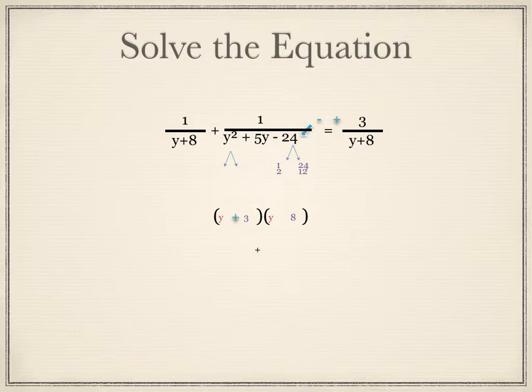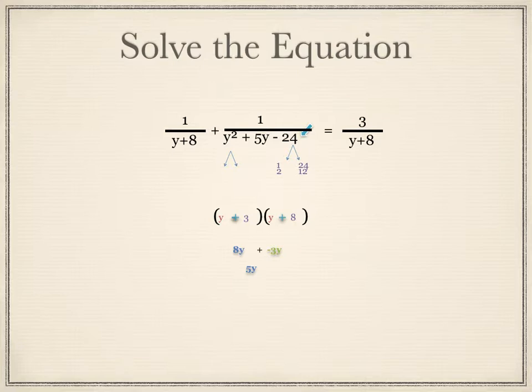So we're going to keep the numbers, but we're going to try our other signs. So we're going to put a negative on the 3 and a positive on the 8. So once again, if you end up with a negative of what you want, you just switch your signs. So we get the O and the I. The outside is 8 times y, which is 8y. The inside is negative 3y. 8y plus negative 3y is 5y, which is what we wanted. So therefore, we know it factors to y minus 3 and y plus 8.